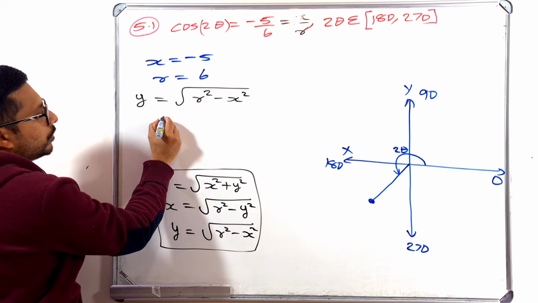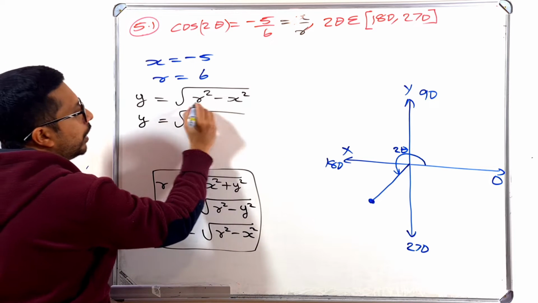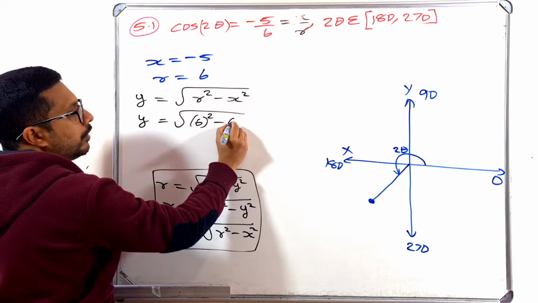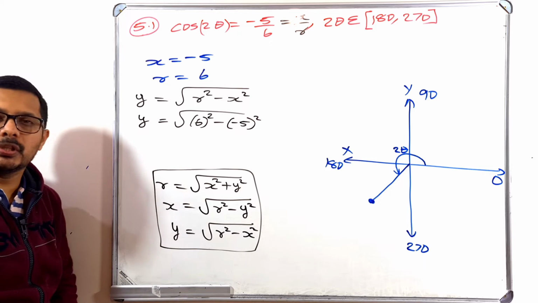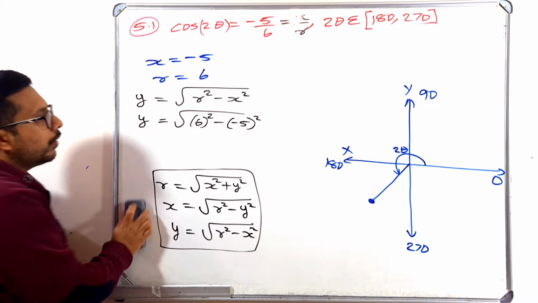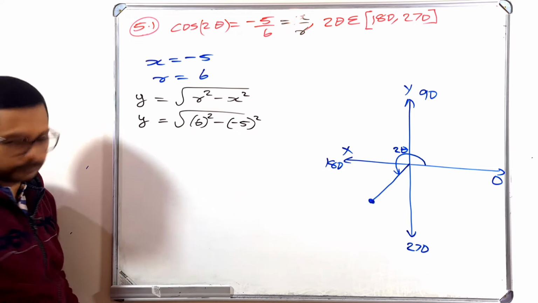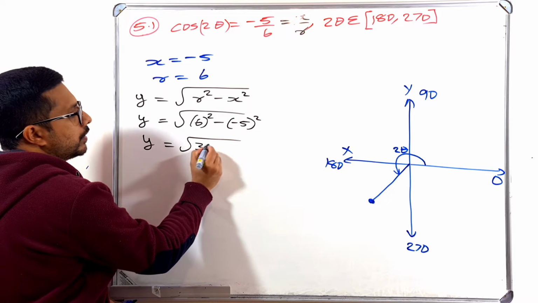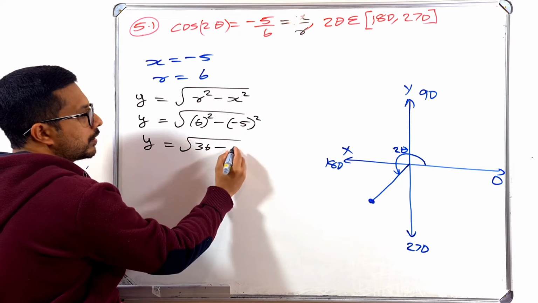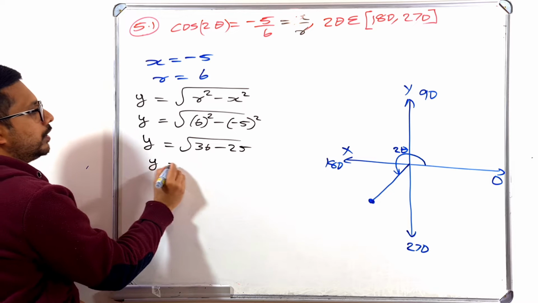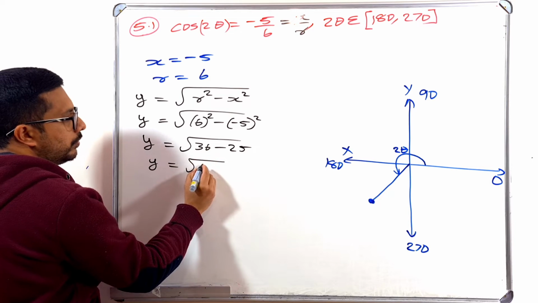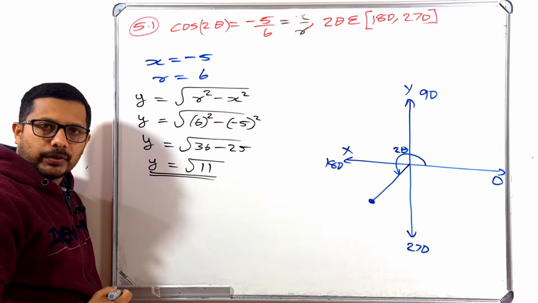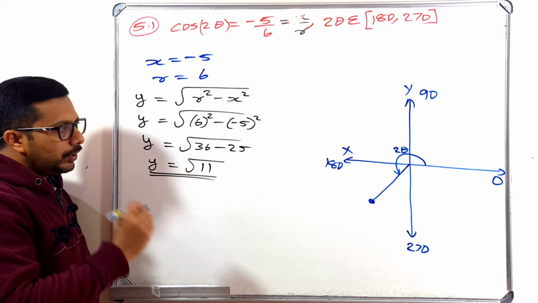So here, substitute the values. Y is equal to root of r square minus x square. R is 6 square, x is minus 5 square. We substituted r and x. So what is the answer for that? Y is equal to root of 36 minus 5 square, which is 25. So y is equal to root of 36 minus 25. What's the answer? 11.